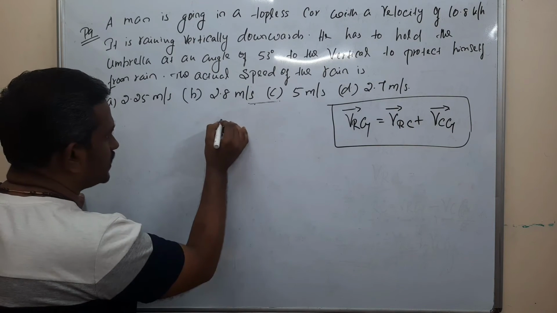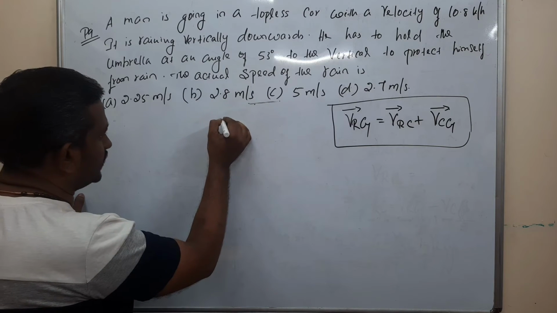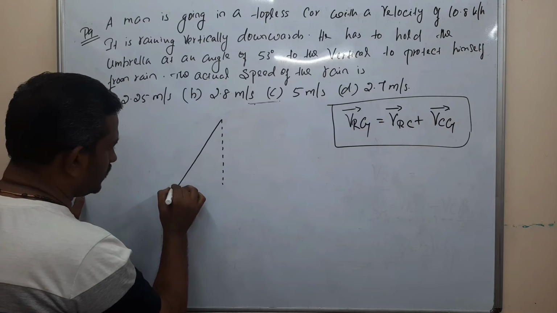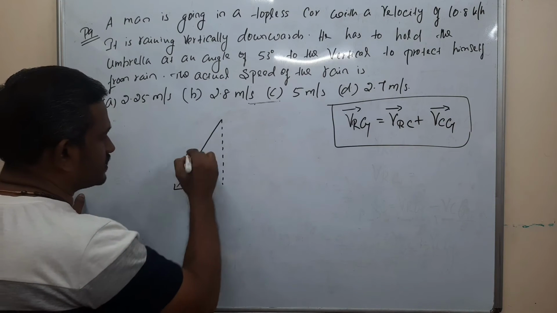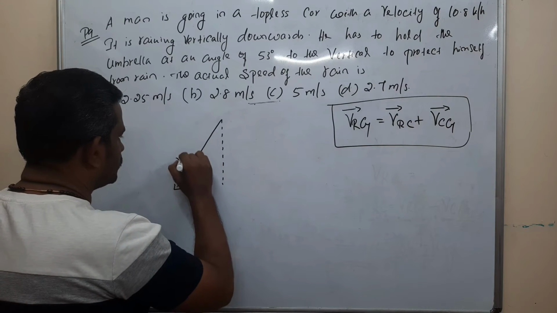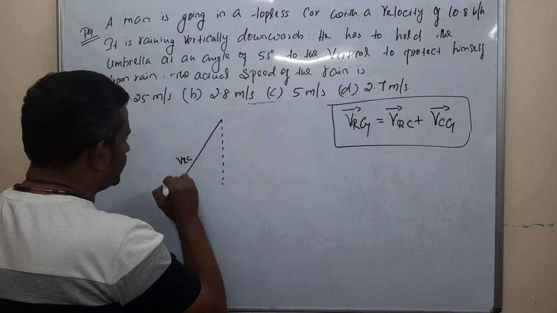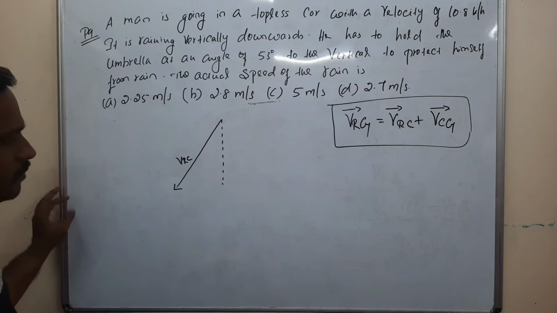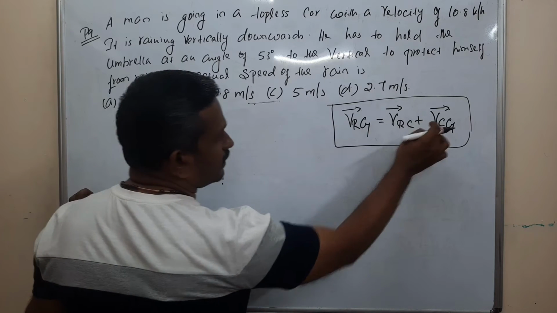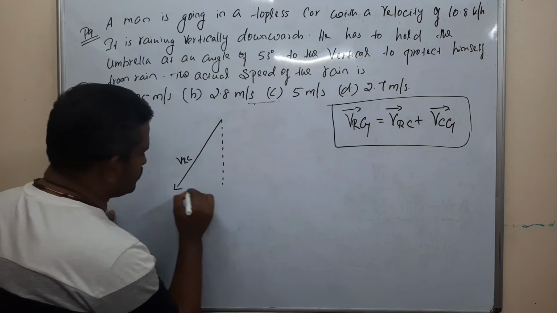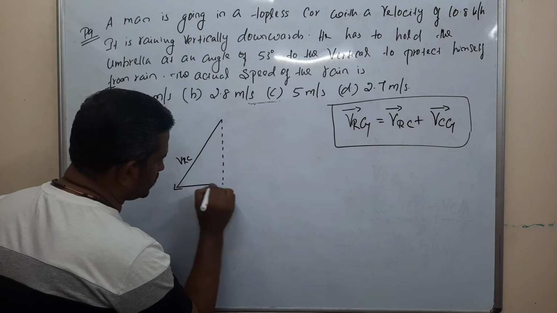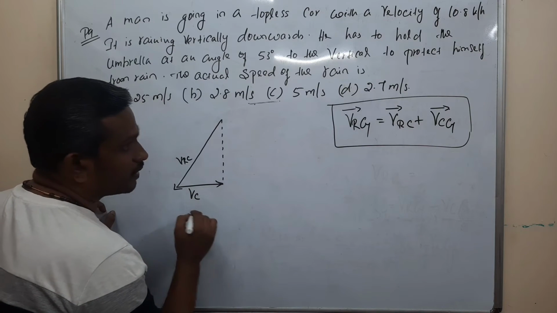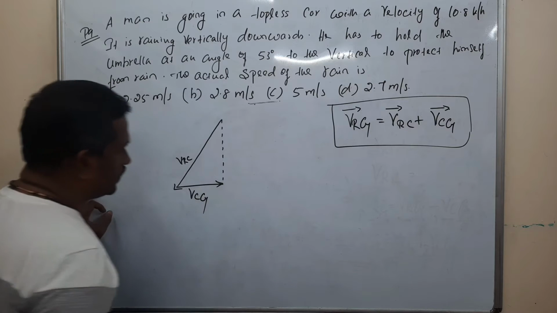Okay, so the rain is coming at an angle of 53 degrees. What is this? This is the velocity of the rain with respect to the car. Next, the velocity of the car with respect to the ground. It is in this direction. Velocity of the car with respect to the ground.